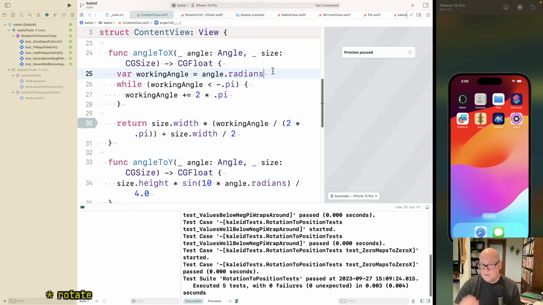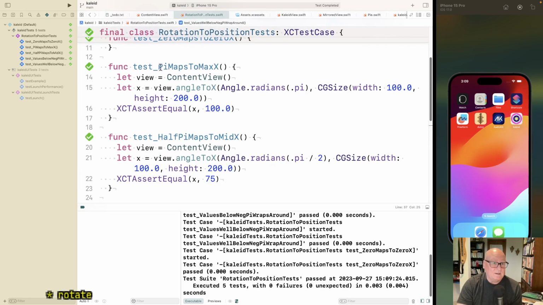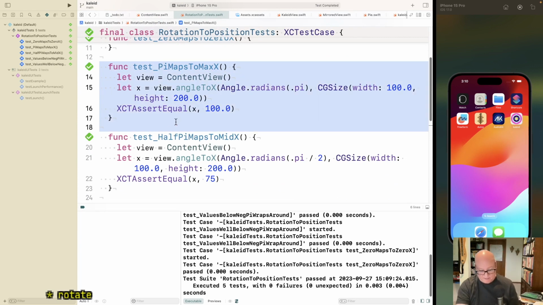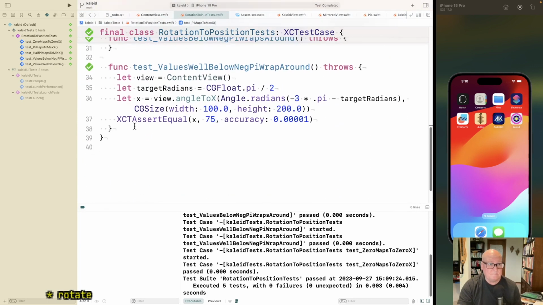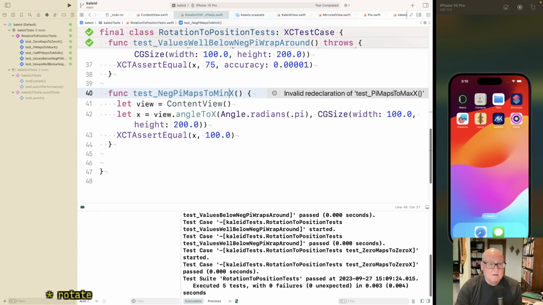What if you came in with 6 pi? Well, 6 pi is too big. If you start dividing by 2 pi, you're going to get 3. Well, we want to map that one around too. So let's check the boundaries on the other side. I think I want this test. So neg pi maps to minimum x.